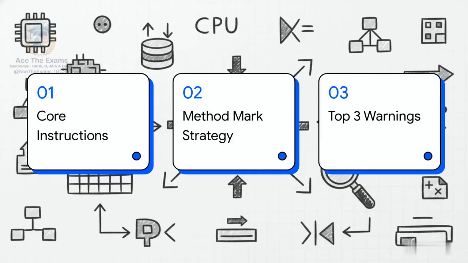Okay, let's dive into this. Here is our high-yield game plan for the explainer today. Part 1, we're breaking down the core instructions. Part 2, we're going to uncover the method mark strategy. This is a real game changer. And Part 3, the top 3 examiner warnings directly from the source. We've got a lot of ground to cover, so let's not waste a single second.